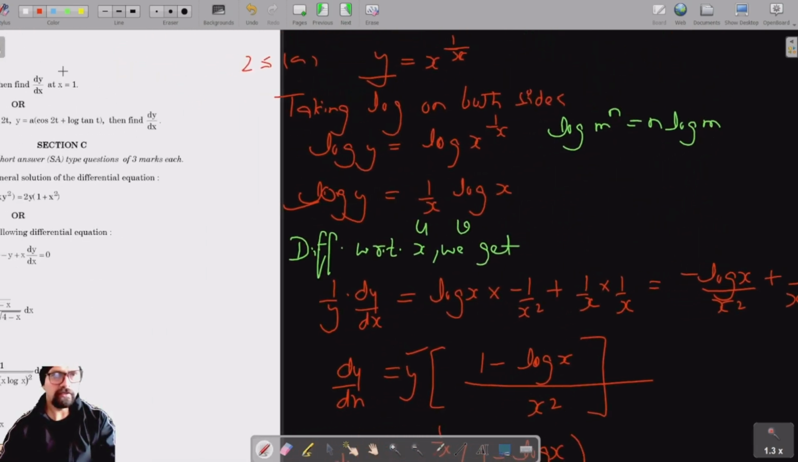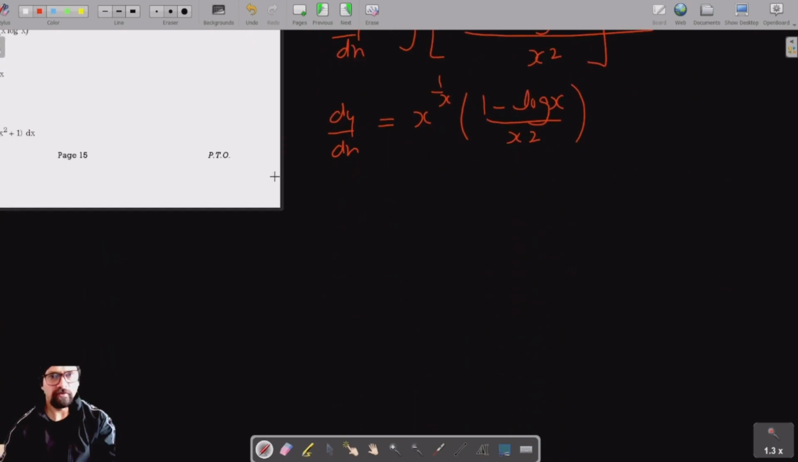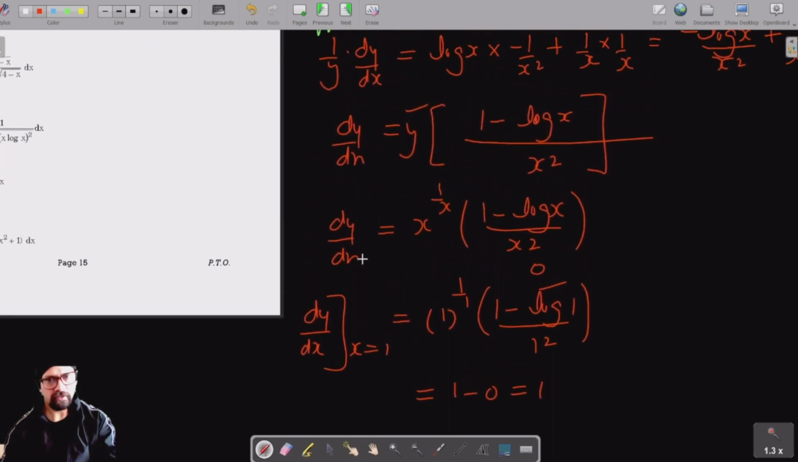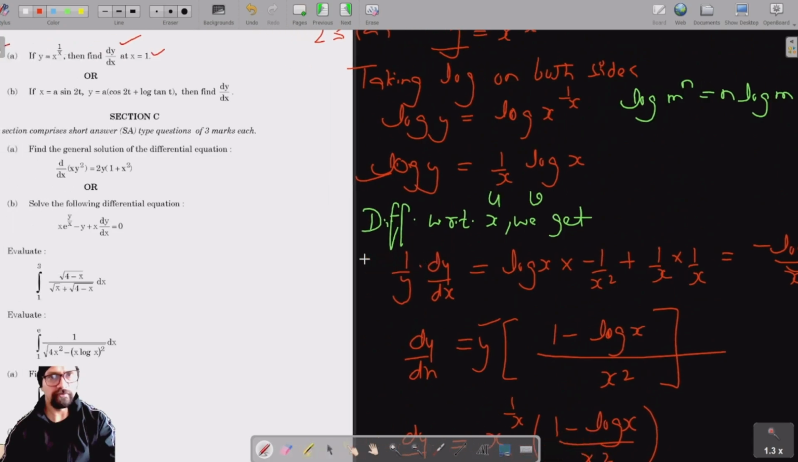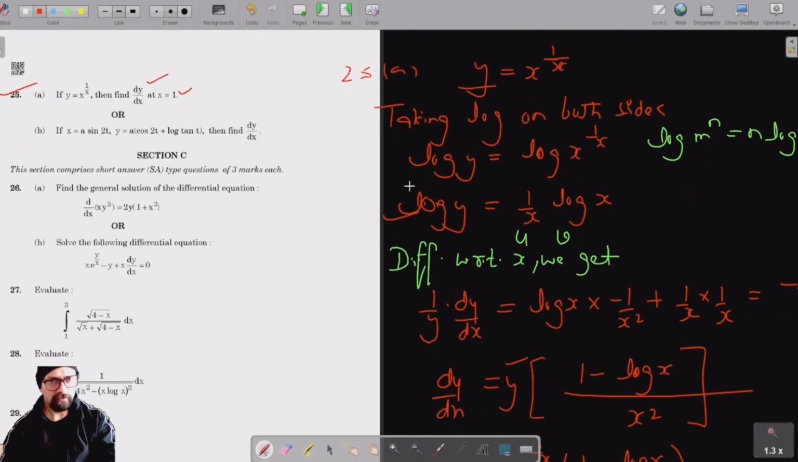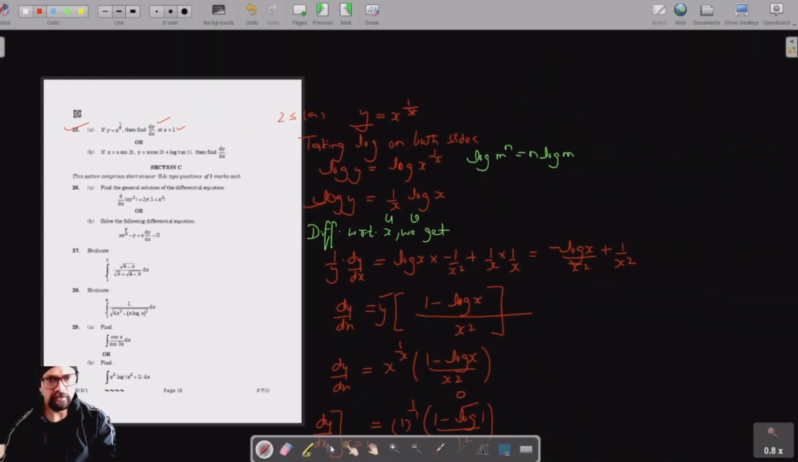But we have to find the dy by dx when x is equal to 1. So the first order derivative when x is equal to 1 is equal to 1 raised to the power 1 by 1 into 1 minus log 1 upon 1 square. So log 1 is 0, so this is 1 minus 0, 1 square is 1, which is equal to 1. So the value of the first order derivative at x equal to 1 is 1 for the first part. Let's move on to the second part. And for the second part, the given functions are in the parametric form.